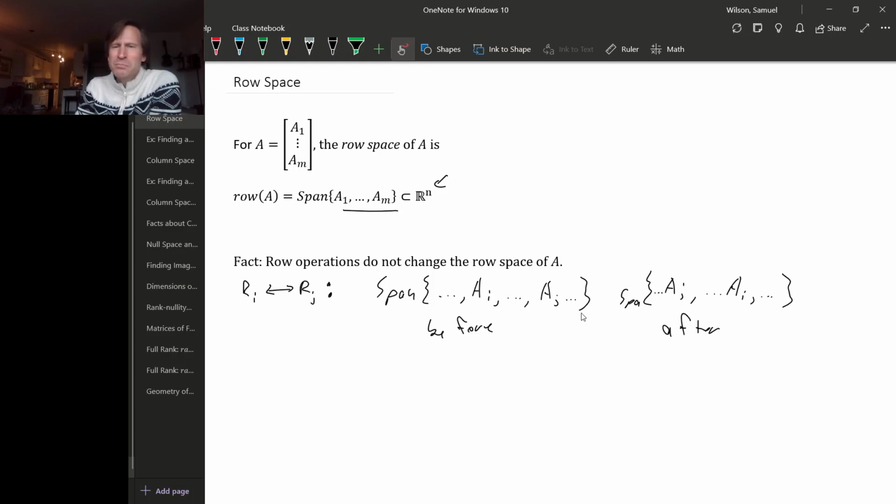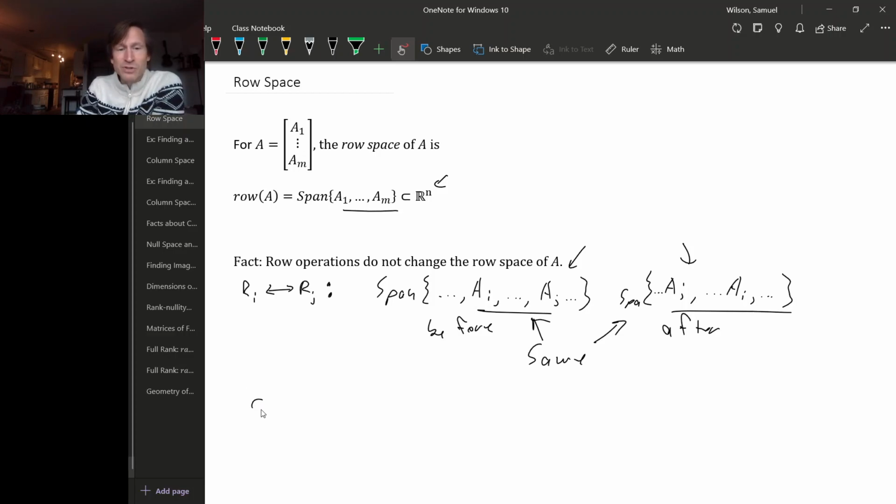But the span doesn't care what order these vectors are in. It only cares what vectors actually appear in these lists. So since it's the same vectors in these lists, these 2 spans are clearly the same. So nothing really to prove here. These 2 collections of vectors are the same, even though they're in a different order. So interchanging rows doesn't change the row space.